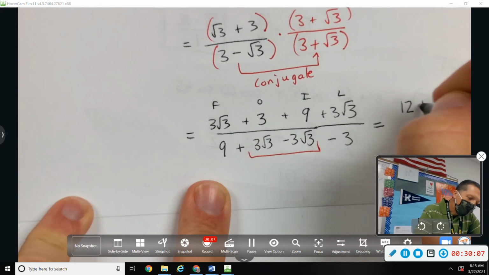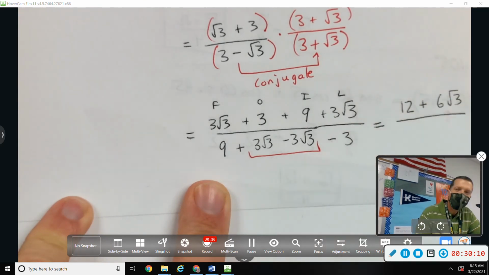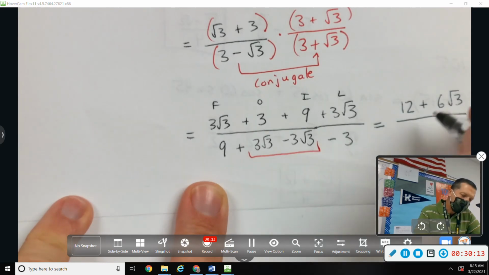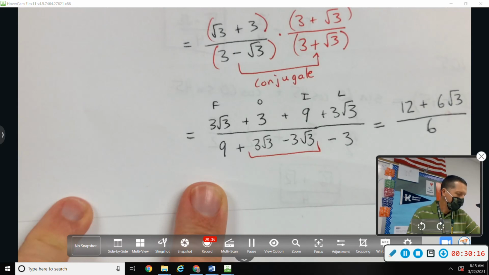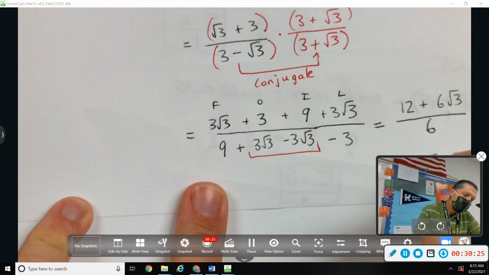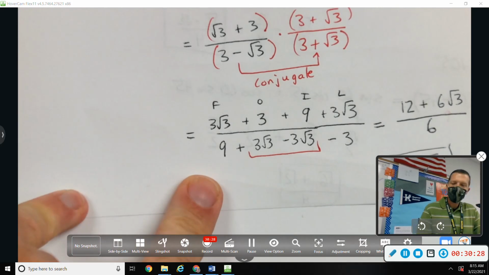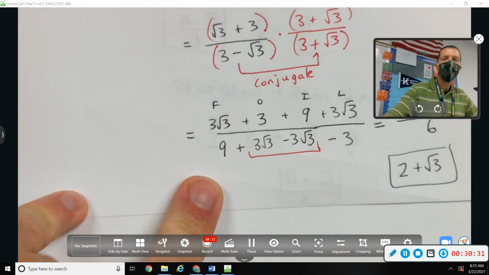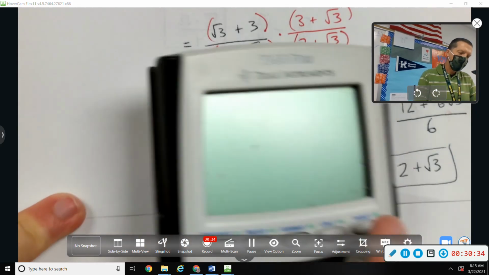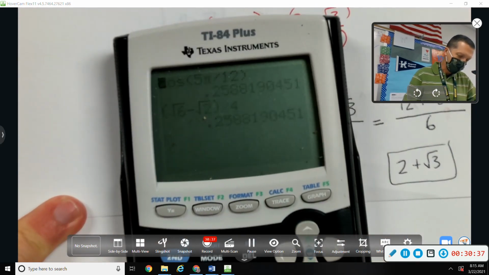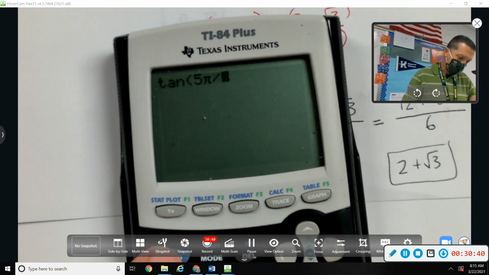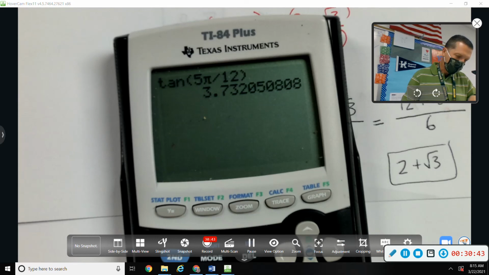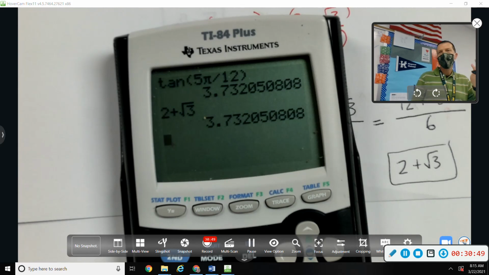So 12 plus 6 square root of 3 in the top. And in the bottom, 6. I can divide both of those by 6. It's all over 6, so I'll divide them each by 6 and get 2 plus square root of 3. That's definitely one that you might want to check on the calculator because that was a lot of work we did there. Tangent of 5 pi over 12. And then 2 plus square root of 3. It's supposed to be the same thing. And they are. So I know I did it right.